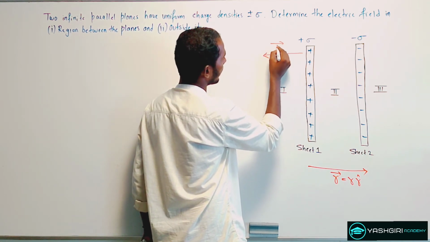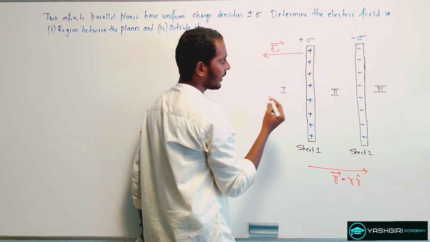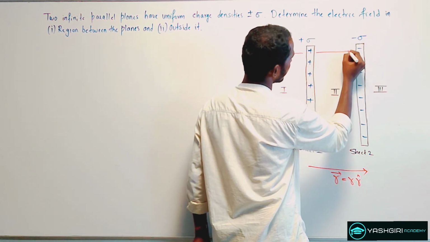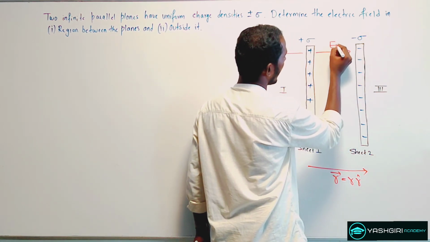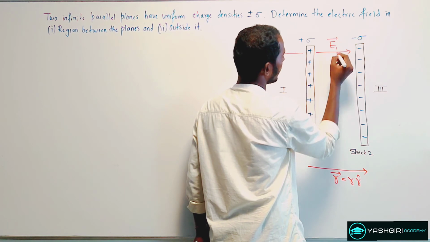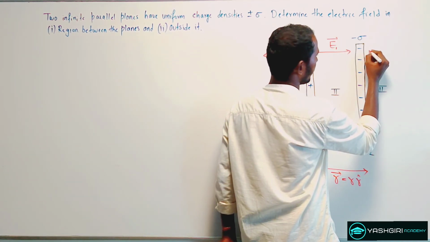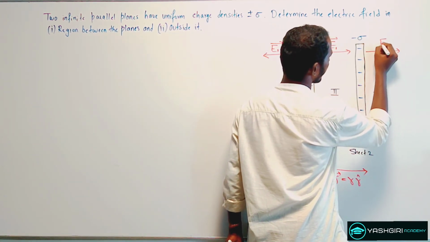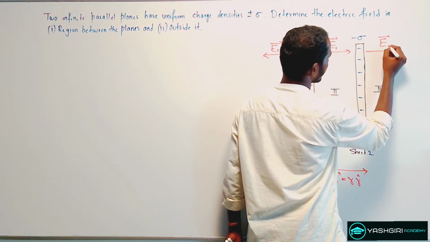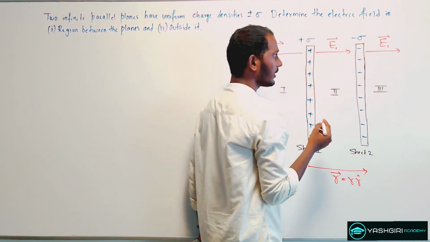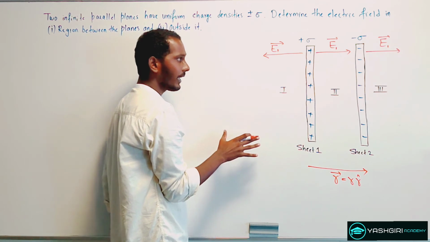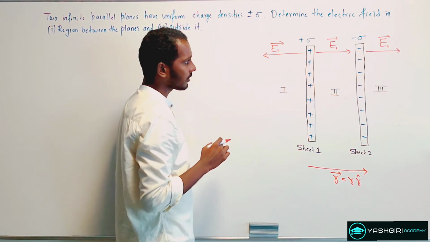So this is my vector E1. In the same way, it will be pointing towards the right and outward. So this is my vector E1 again, and some field lines in region 3. Yes, so this is the direction of the field lines in all three regions.